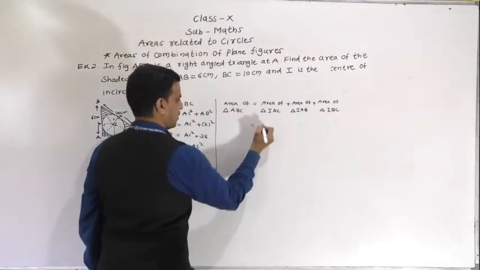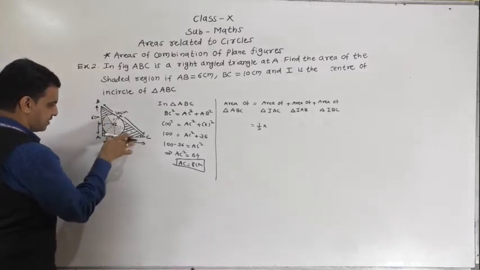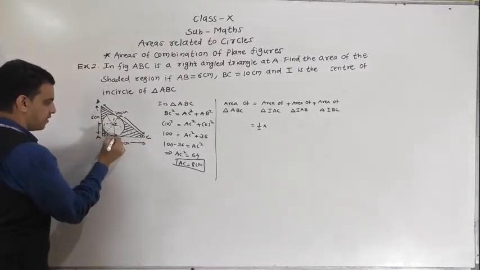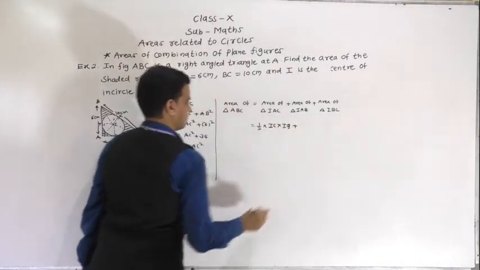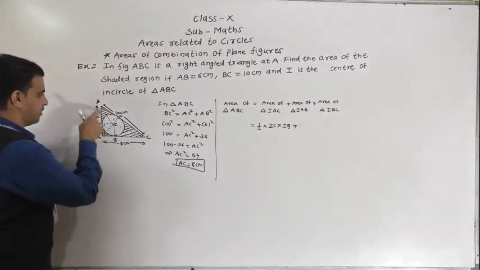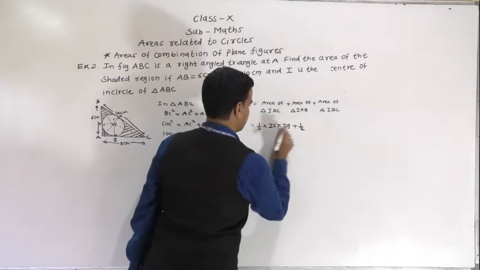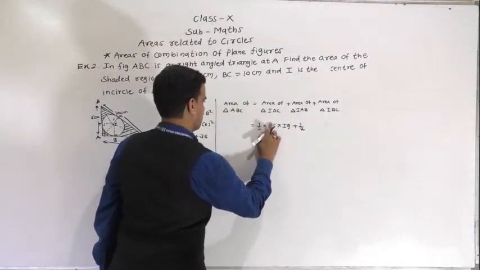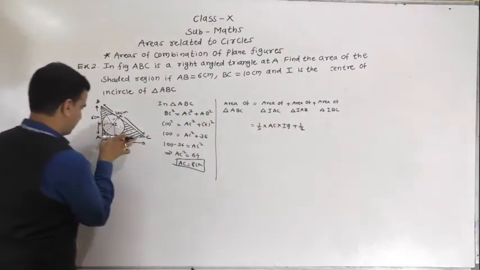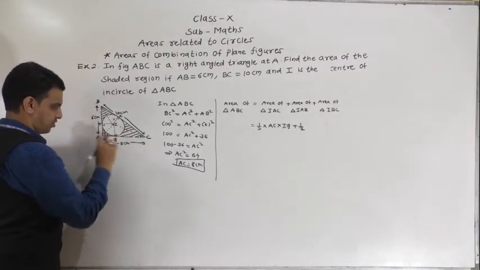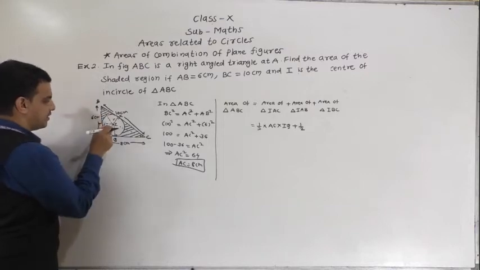Okay, so area of triangle IAC is half into base into height. Base is AC, height is IQ. So half into AC into IQ, plus area of triangle IAB. Here the base is AC, not IC. Base is AC and height is IQ in the first triangle. In the second triangle IAB, base is AB, height is IQ.